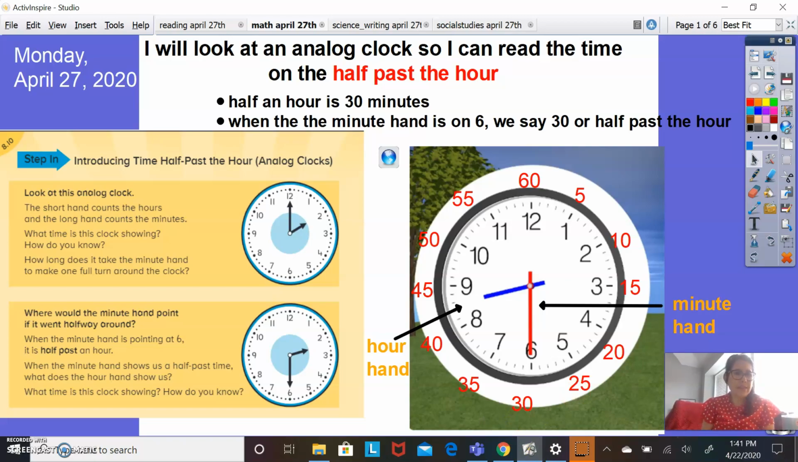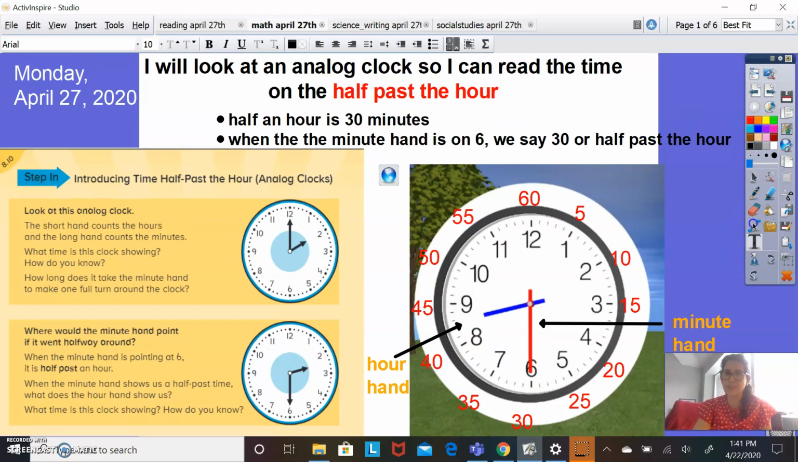We know that we use the words half past an hour, and that shows us, for example, if we take a look at this analog clock here, if we were to read the time here, we would say half past what? We look at the hour hand. The hour hand is right in between the 8 and the 9, but it hasn't reached the 9 yet, so we say 8 there, and the minute hand is pointing to halfway down the clock. So we would say half past 8.